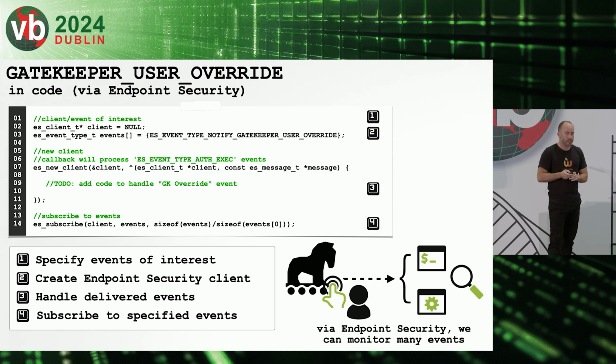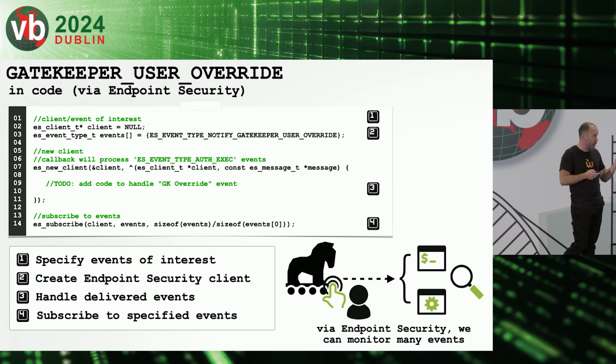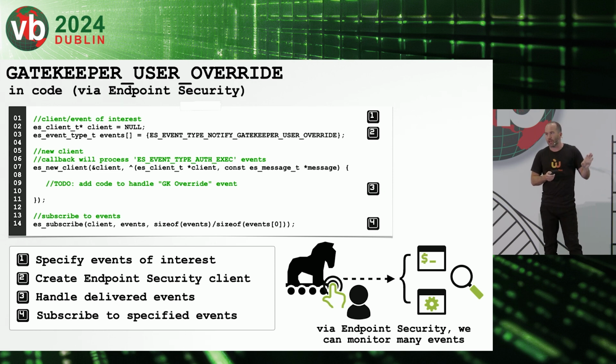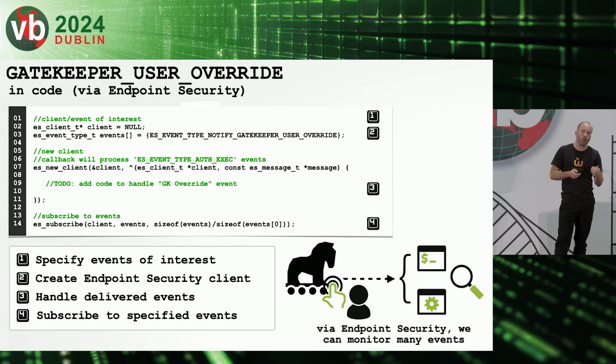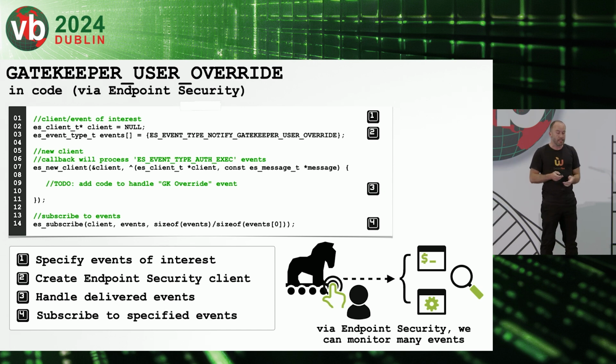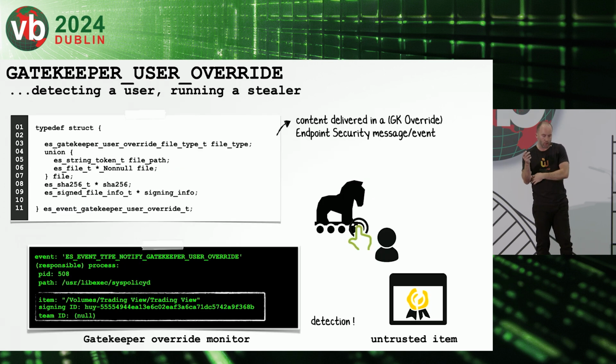the event. So let's start with the Gatekeeper user override event. This is a notification, meaning we can't block it, but at least we will get notified. Now, don't worry about all the details of the code. It's largely up here as a resource. But in a nutshell, we specify the event of interest. We create what is known as an endpoint security client. We then specify a handler for the event and then subscribe. Once we have executed this, every time a user bypasses Gatekeeper, we will now get an alert.